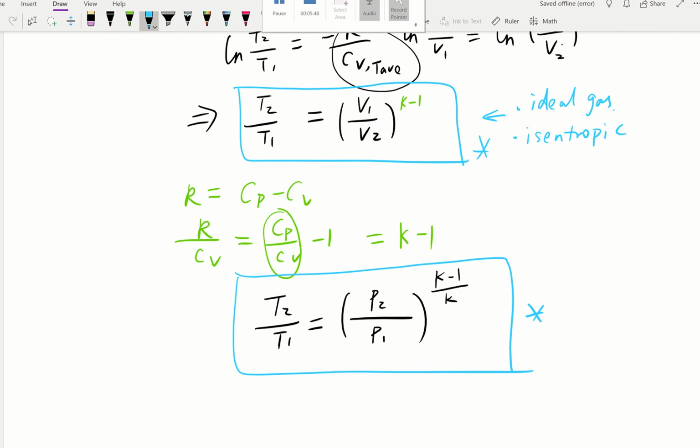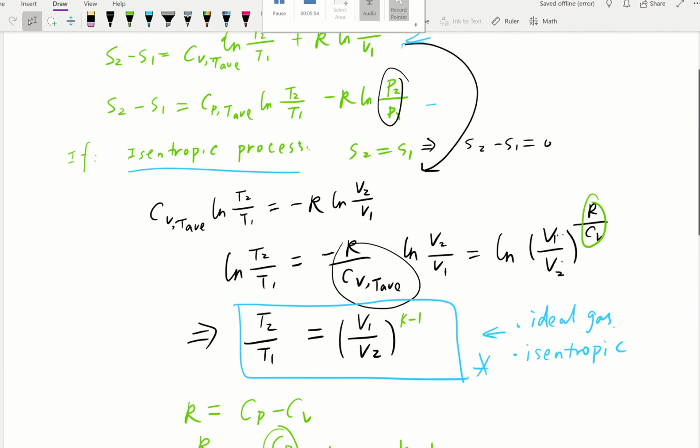Okay, so that's the end of this topic discussion, isentropic process for ideal gas. And I can't wait to show you in the next video how we're going to apply those two formulas to solve problems. Okay, I'll see you then.